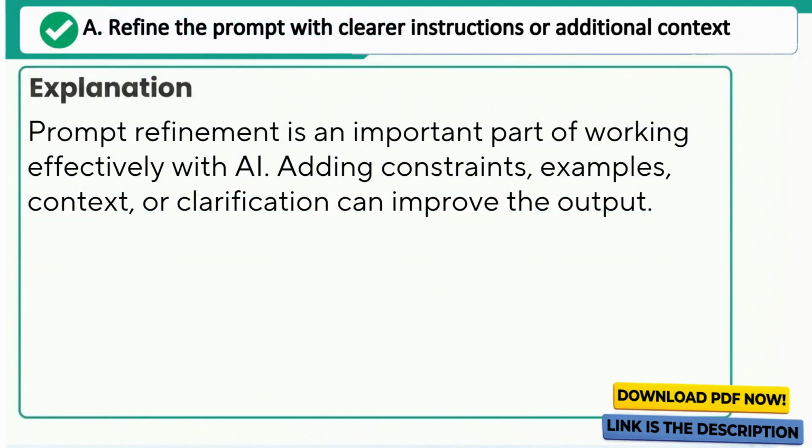Correct answer: A. Refine the prompt with clearer instructions or additional context. Explanation. Prompt refinement is an important part of working effectively with AI. Adding constraints, examples, context, or clarification can improve the output.